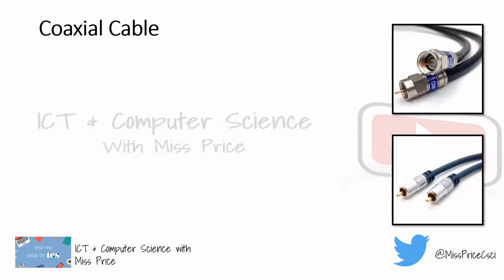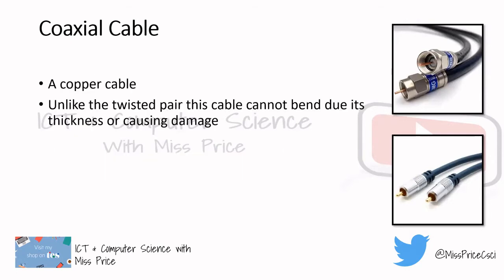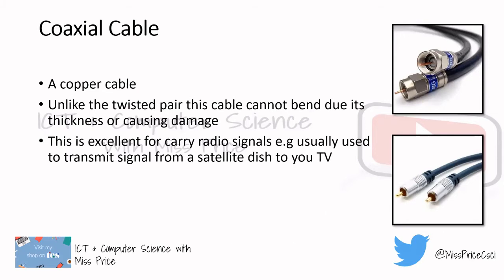So the coaxial cable, as you can see, is still a copper cable, but if you look at the example that I have here, you can see that it's much thicker. As I said, it is a copper cable, and unlike the twisted pair, it's not as flexible. Due to its thickness, it's got cladding inside it that prevents damage. So it really is excellent for carrying radio signals, and we usually use this to transmit a signal from, say, our satellite dish to your TV.